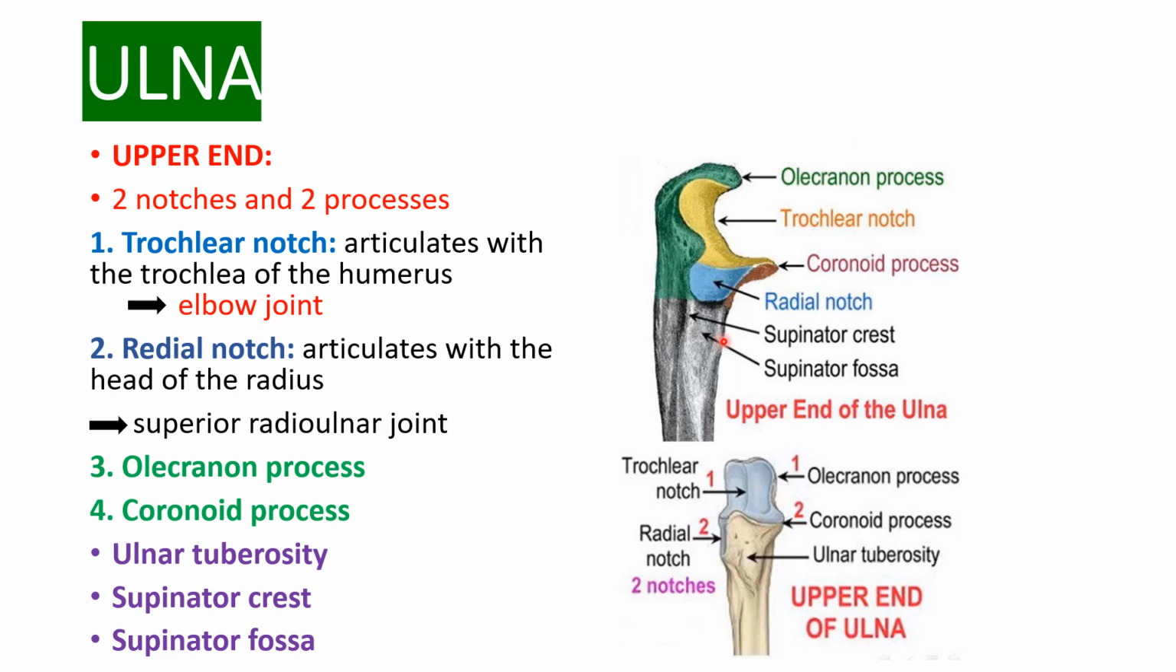So again, what are the features of the upper end of the ulna? We have two notches and we have two processes. We have the trochlear notch, which articulates with the trochlea of the humerus to form the elbow joint. We have the radial notch, which articulates with the head of the radius to form the superior radioulnar joint. Then we have two processes, the olecranon process and the coronoid process. Then we have the ulnar tuberosity, the supinator crest, and then the supinator fossa.